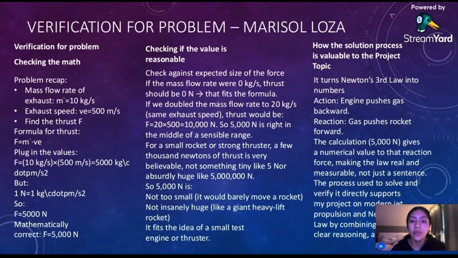How the solution process is valuable to the project topic. It turns Newton's third law into numbers. Action: the engine pushes gas backward. Reaction: the gas pushes the rocket forward. The calculation of 5,000 N gives a numerical value to the reaction force, making the law real and measurable, not just a sentence. The process used to solve and verify it directly supports my project on modern jet propulsion in Newton.